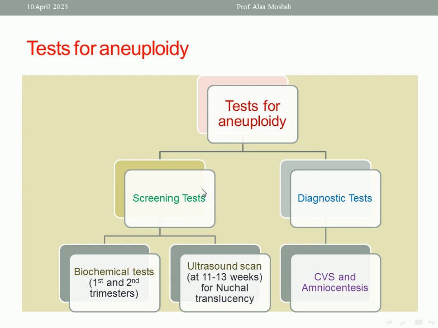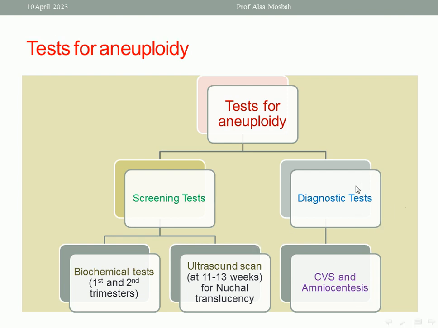So this is called the screening test, biochemical or ultrasound scan. Okay, and the biochemical, as we will see later on, there is first trimester and second trimester. What about diagnostic test? Diagnostic test is confirmatory. You can swear this is a case of trisomy 21 or Edward or Patau syndrome.